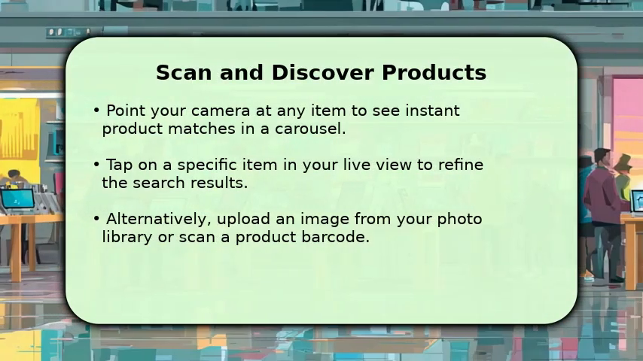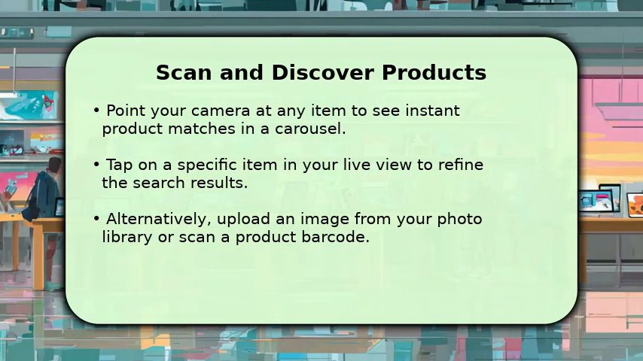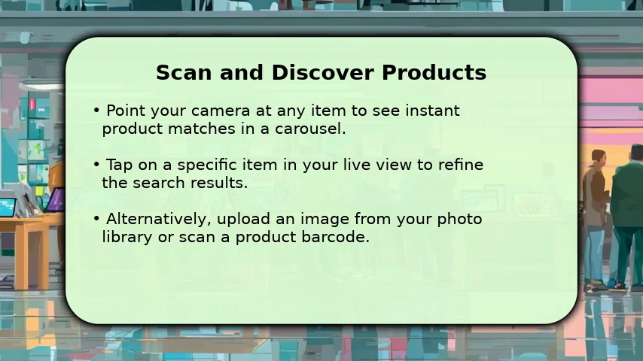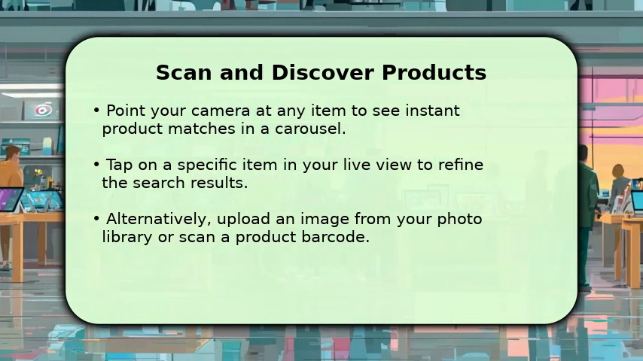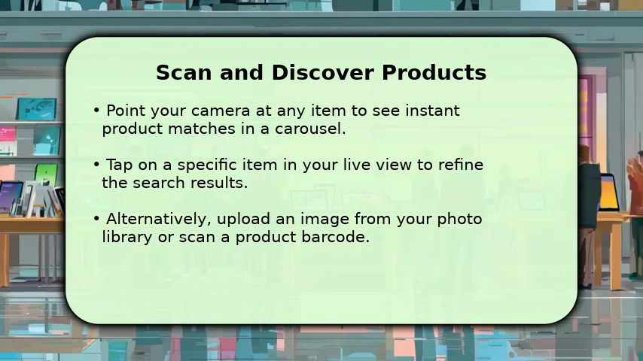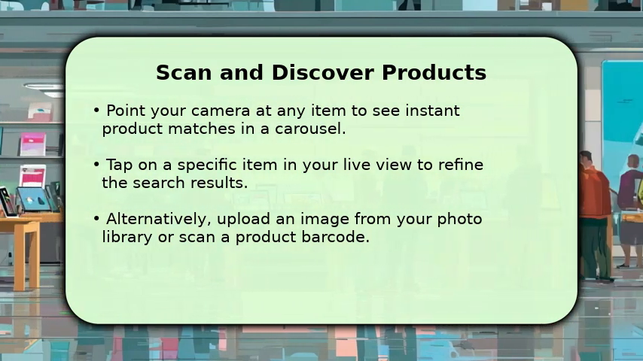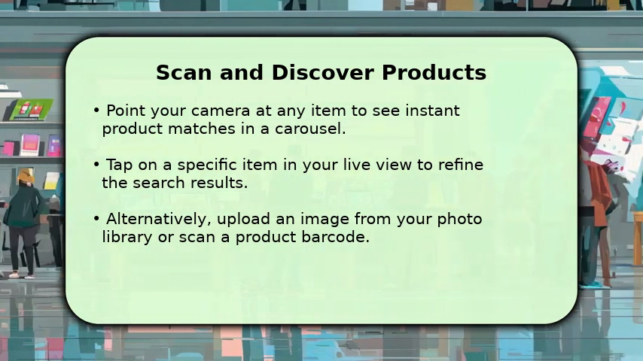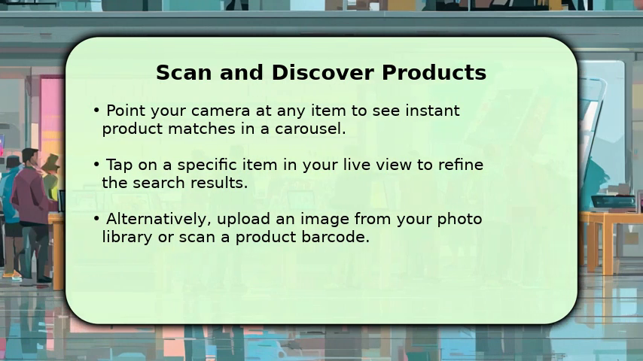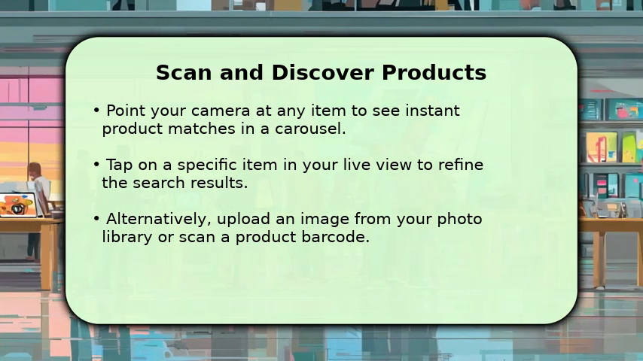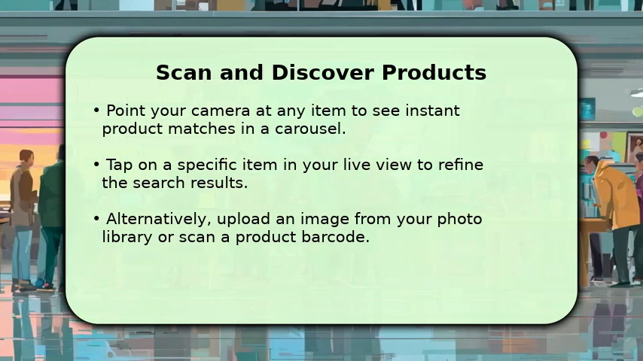Once Amazon Lens is open, you can immediately start scanning. Point your phone's camera at any object, and the Lens Live feature will instantly display matching products in a scrollable carousel at the bottom of your screen. For more precise results, simply tap on a particular item in your live view. You also have the option to upload an existing photo from your gallery or use the barcode scanner for an exact product match, making discovery incredibly flexible and fast.